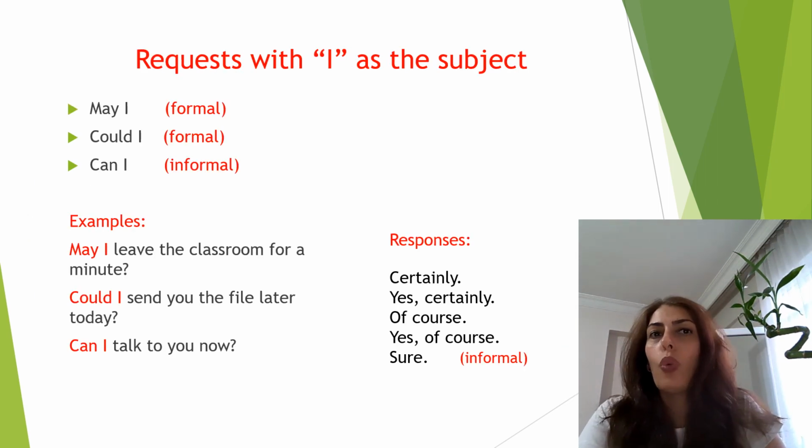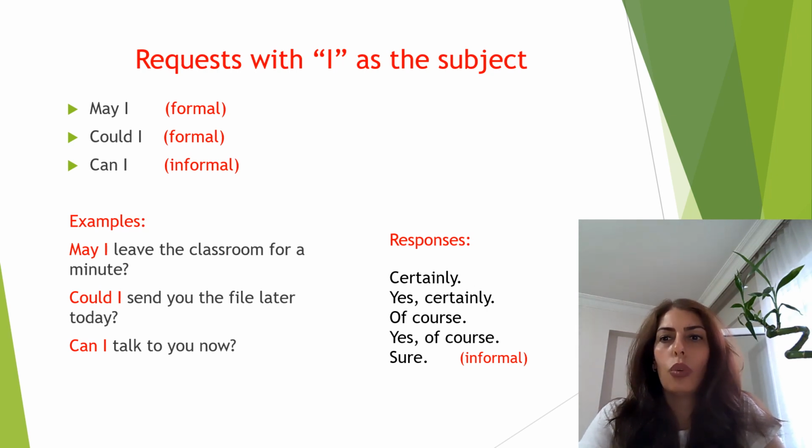Well, when the subject is I and we want to make a request, we can use may I or could I, when the situation is formal, which means it involves people who we don't know well enough. And when the situation is informal, we can use can I. It means the situation involves people who we know well enough.